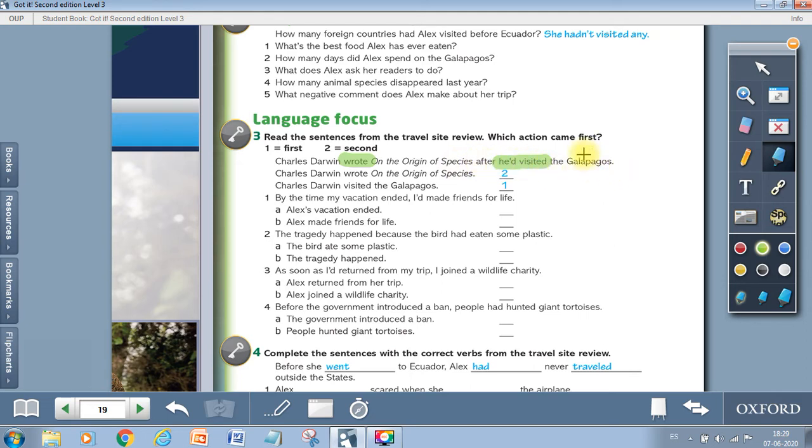Por lo tanto, ¿qué acción sucedió primero? Visitar Galápagos. ¿Qué acción sucedió después? Escribir sobre el origen de las especies. ¿Ok? En este caso son dos acciones, ambas en pasado, pero una es más lejana y una es más cercana. Aquellas que tienen un tiempo simple, por ejemplo, wrote, esas están más cerca del presente. Esas se alejan, ¿ok? Están más lejos en el pasado.